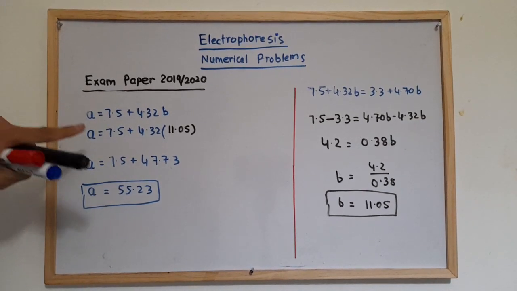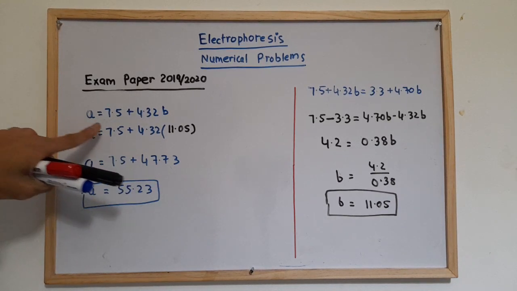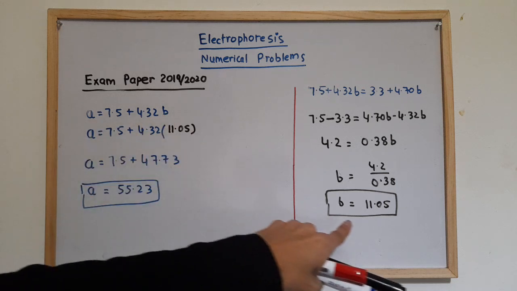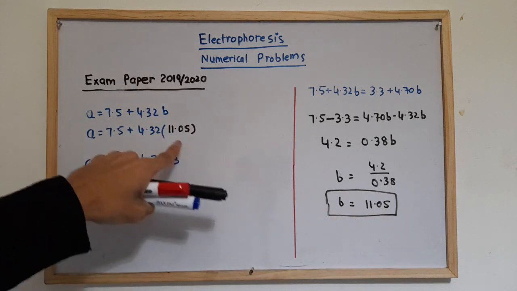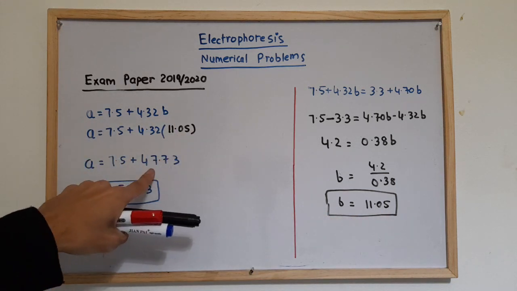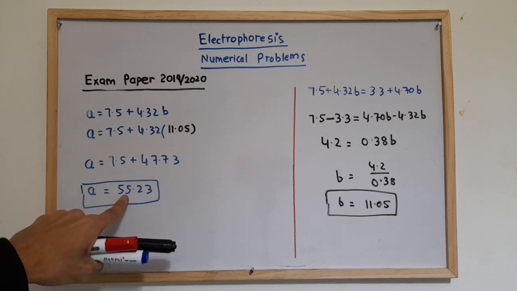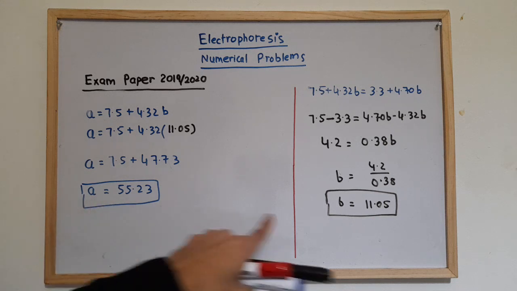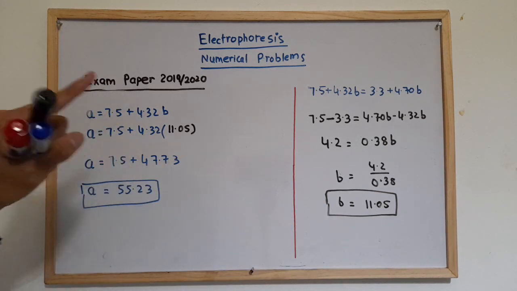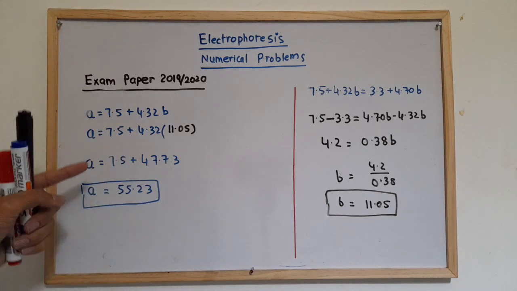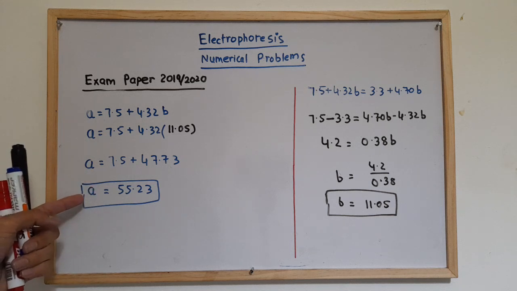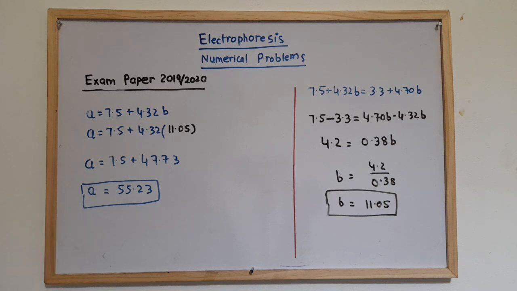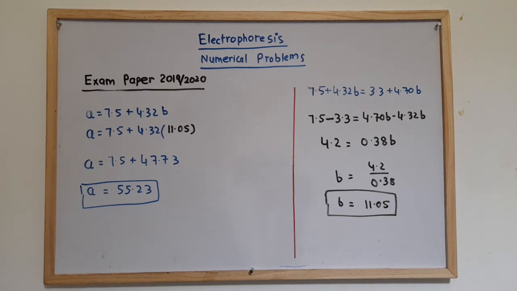When we place the value of b in the equation for a, the equation was 7.5 plus 4.32b, and the value of b is 11.05. When we multiply, that becomes 47.73, and when we add, it becomes 55.23. So we got the values of a and b, and we use the same expression, as I explained in the first part of the lecture, to find the distance traveled by the α-chymotrypsinogen.